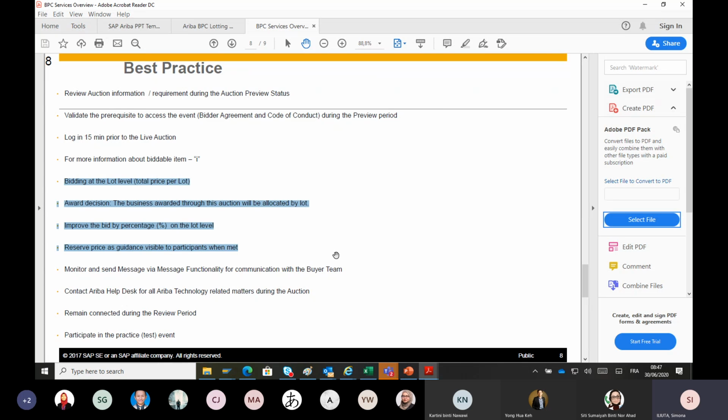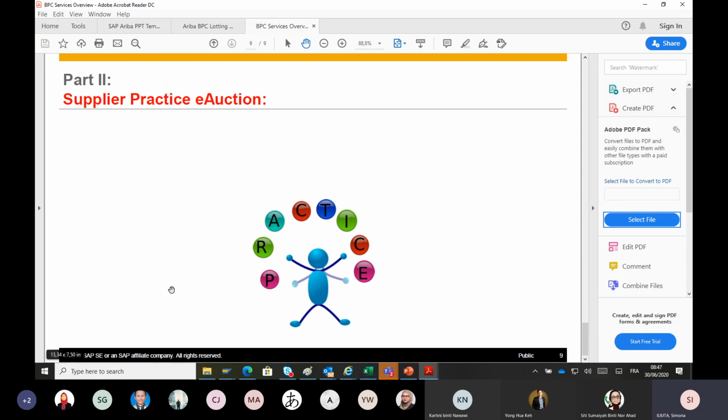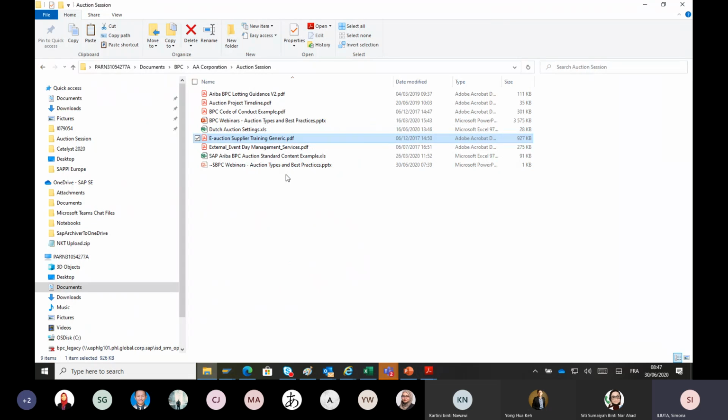Monitor and send messages via message functionality for communication with the buyer team. Contact Ariba Helpdesk for all Ariba technology related matters during the auction. Remain connected during the review period. Participate in the practice test event, which is the next step that corresponds to the supplier practice auction. If you follow this process, not only will you show your suppliers that you are giving them the means, that you are spending the time, and that you don't want to rush things, but you also make sure that they are available and participate in these auctions.